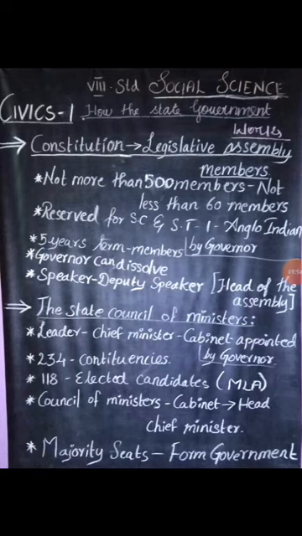Those who prove the majority in the election are invited by the governor to form the government. Next, the chief minister chooses his ministers from the MLAs of his party. The ministers for various departments are headed by the chief minister, that is the cabinet. So who is the head of the cabinet? The chief minister is the head of the cabinet. What is the important duty of the chief minister? He supervises and coordinates with the various department ministers.